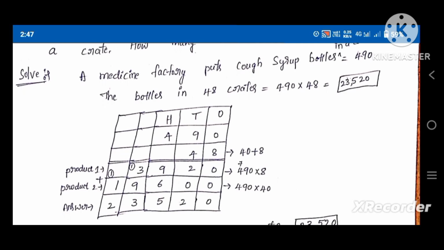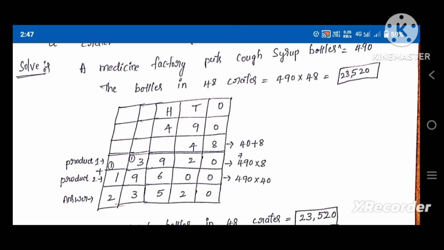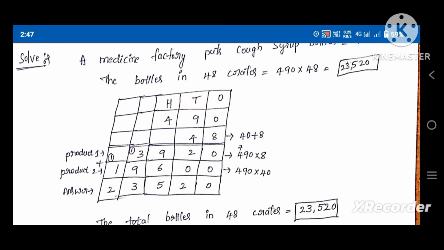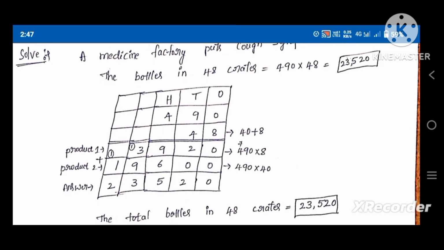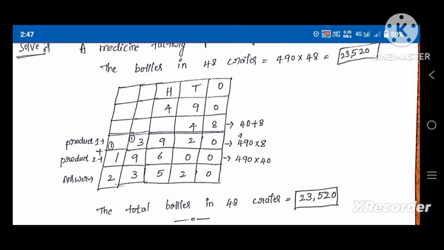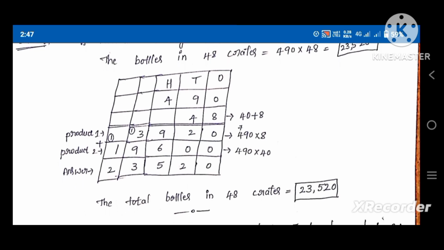Multiply 490 by 48. 48 means 40 plus 8. First product is 490 into 8. Second product is 490 into 40. Answer is 23,520. The total bottles in 48 crates is equal to 23,520.